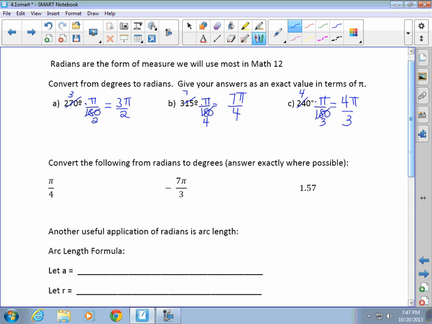So we want to leave it in an exact value in terms of pi. So I didn't multiply through on my calculator by pi to find out what it equaled, because it won't give you an exact value, because remember there's no end to pi. Pi goes on forever and ever and ever.